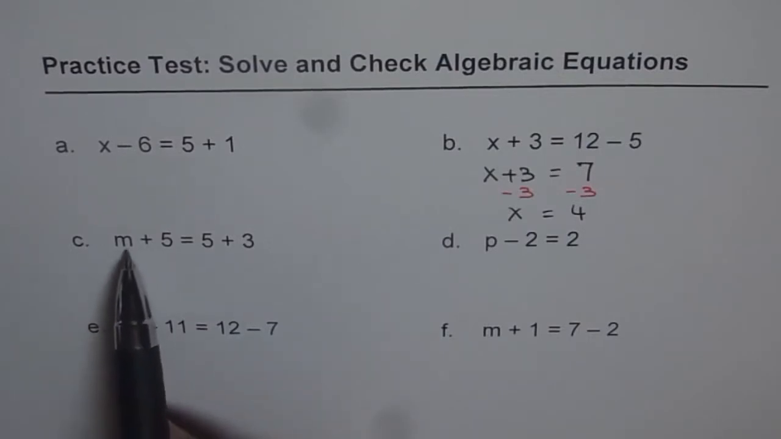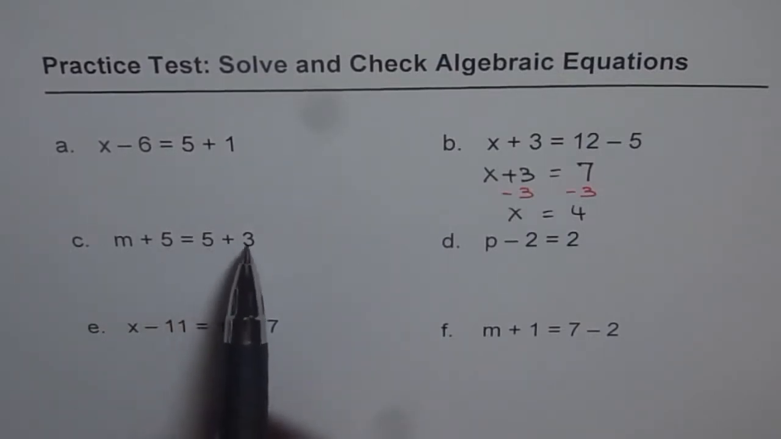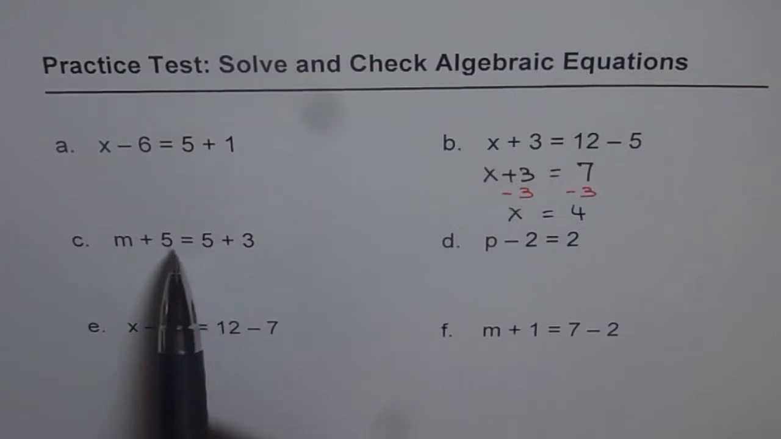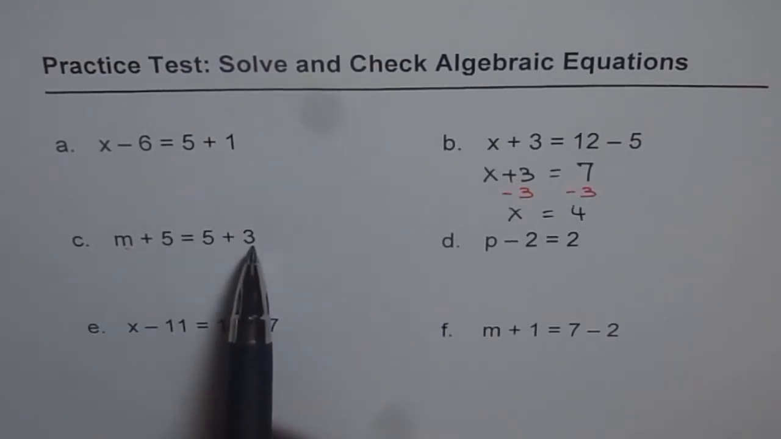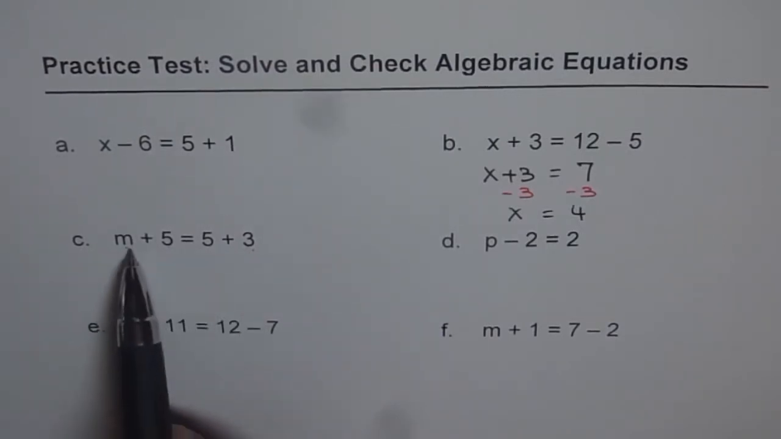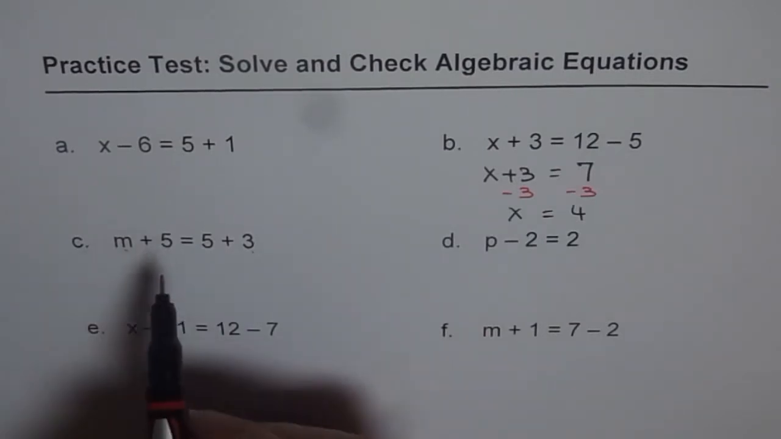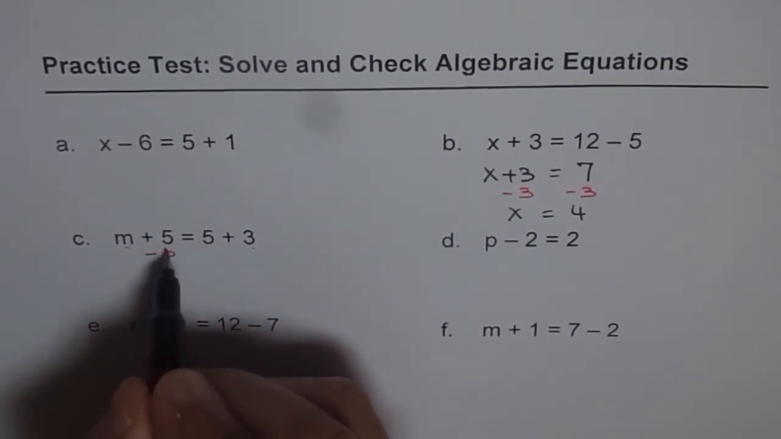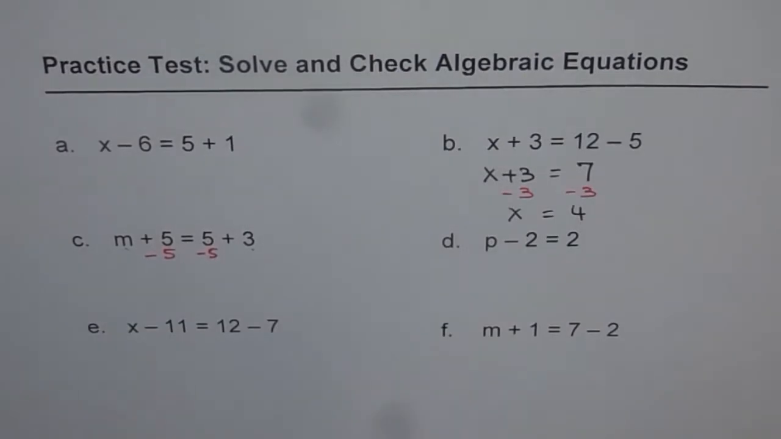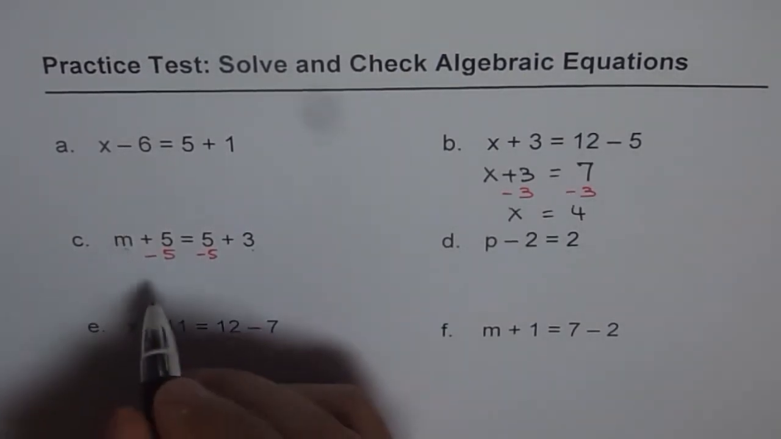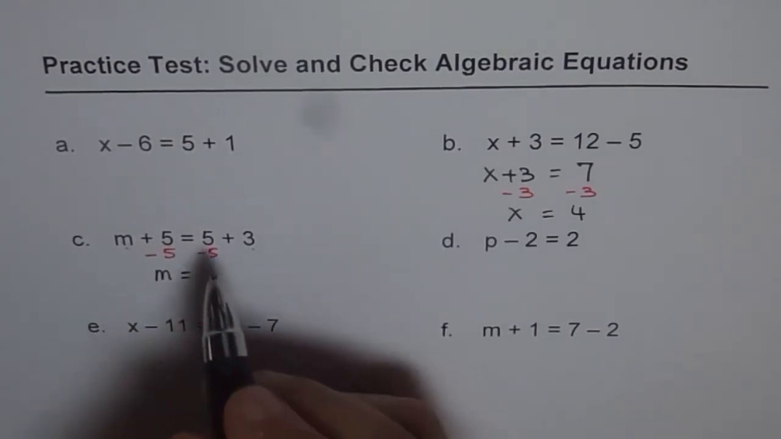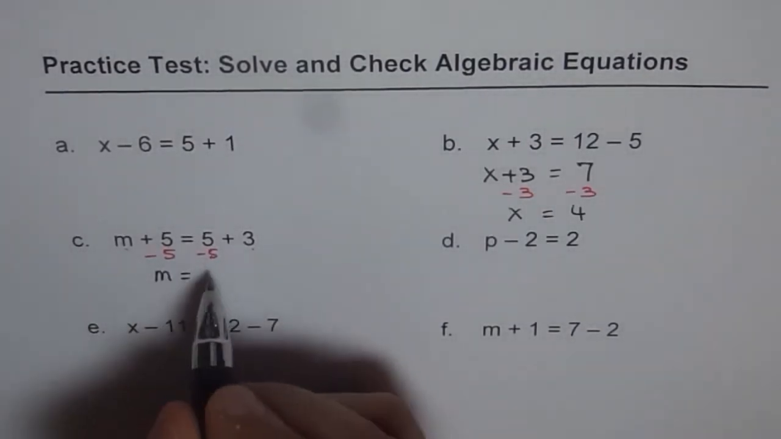This one is m plus 5 equals 5 plus 3. Now, when you look at it, you know m should be 3, right? So we are expecting m equals 3, which should be the correct answer. Let's check whether it is correct or not. To get rid of 5, we have to do minus 5 both sides, right? So when I do minus 5 both sides, what do I get? I get m equals 5 minus 5 is 0, and I'm left with 3.